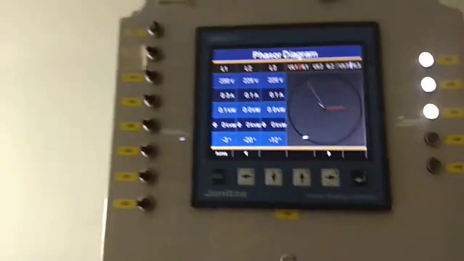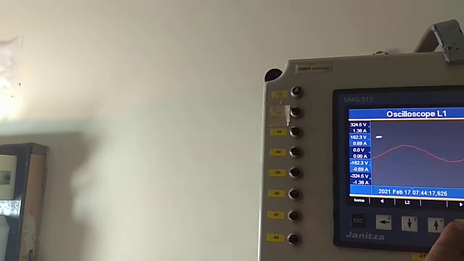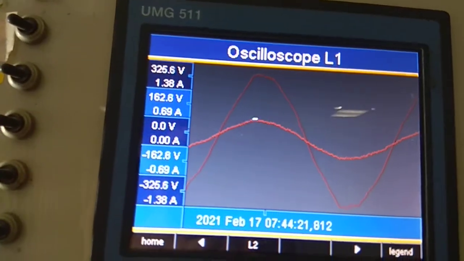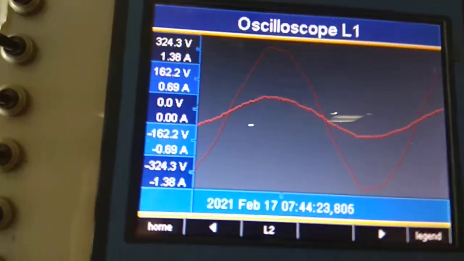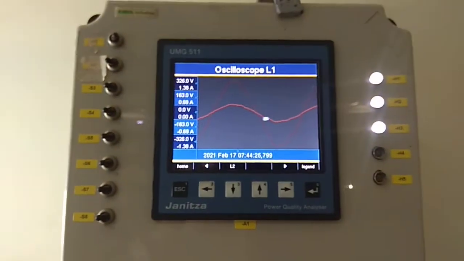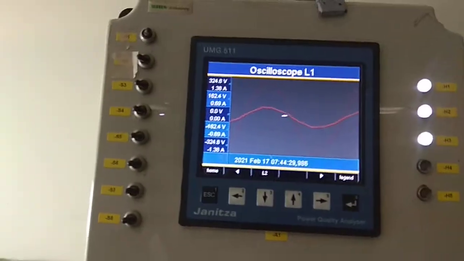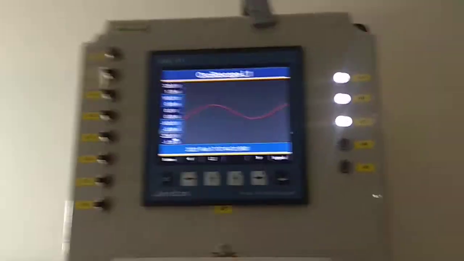Now finally we will see the L3 load, and this is the waveform which we are observing in the computer system. In our system we can also observe on this panel of the Janitza power quality analyzer. And now finally our third load.